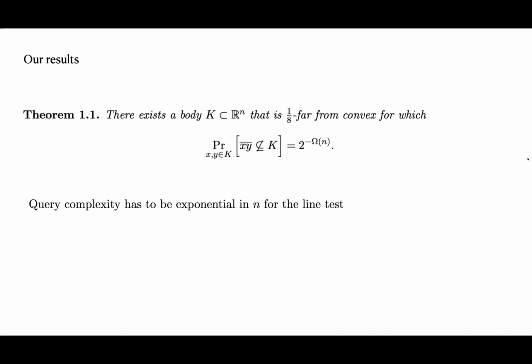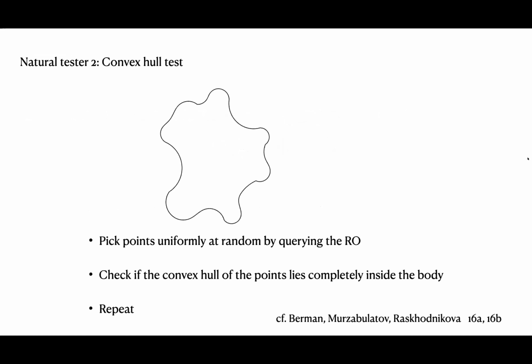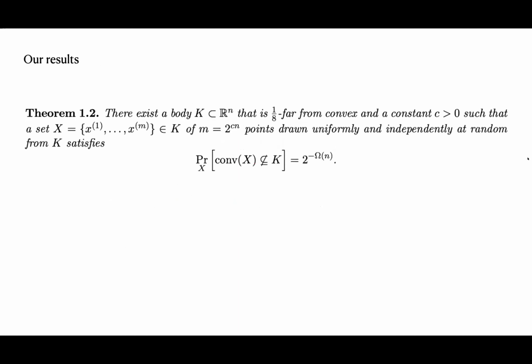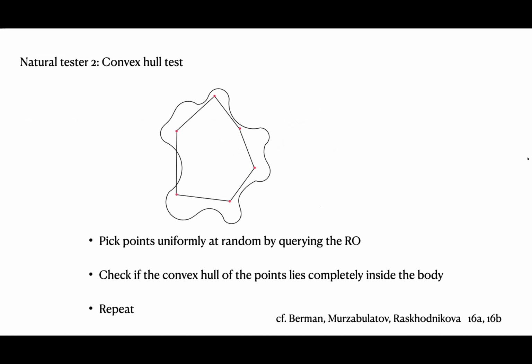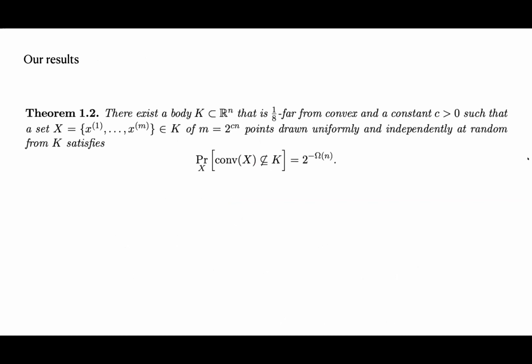Then the next question to ask would be, what about the convex cell test, the other natural test? It's kind of an extension of the line test. Instead of starting with 2 points, you start with a set of points, and using the membership oracle, you check if the convex cell lies inside the body or goes outside the body. In lower dimensions, this algorithm has shown some promise, and there have been a few papers on this in 2 dimensions. But in our paper, we show that even this natural algorithm doesn't work. You cannot get an efficient algorithm out of that.